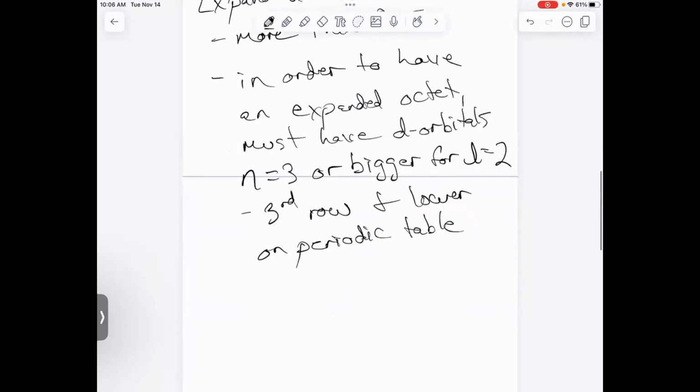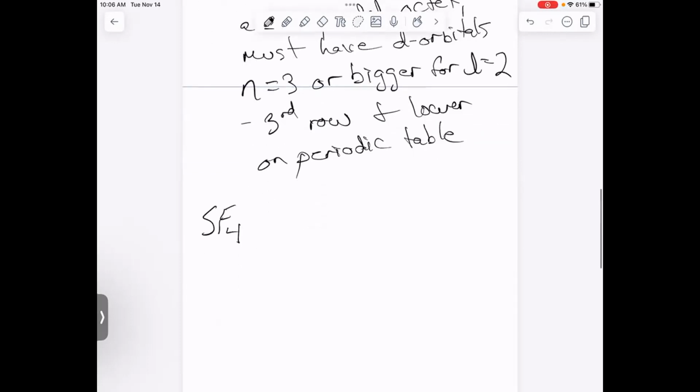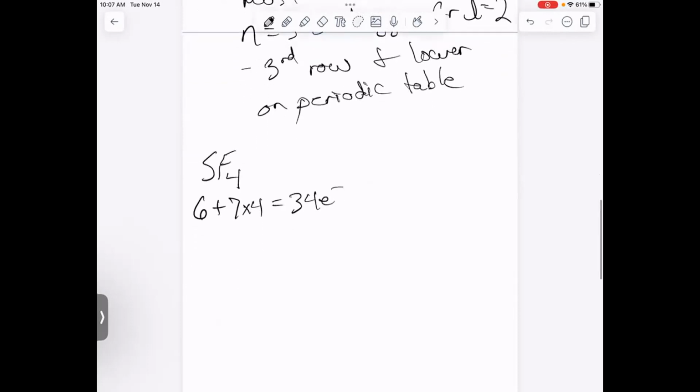So for instance, let's take a look at drawing a Lewis structure for SF4. We can draw a Lewis structure for this just following our normal steps and patterns. So sulfur, how many valence electrons should sulfur have? It's below oxygen on the periodic table, so like oxygen it should have 6. Fluorine we've seen a few times today, it has 7, and we have 4 of them. So 28 and 6 is 34 electrons. Sulfur is listed first, so that should be our central atom.